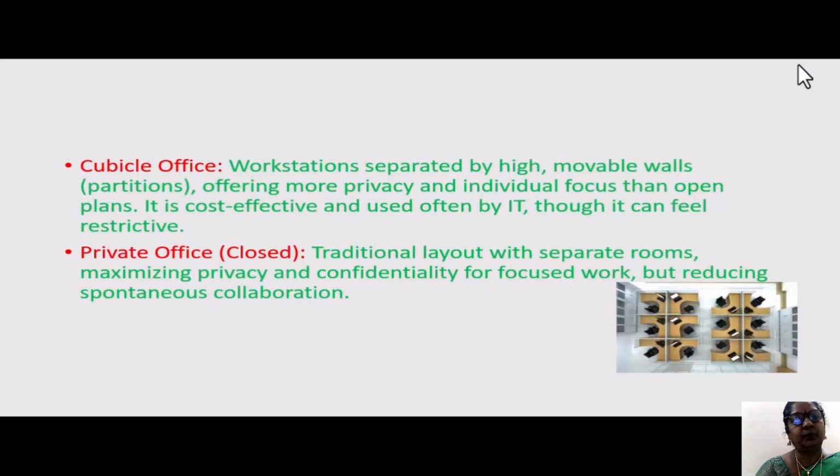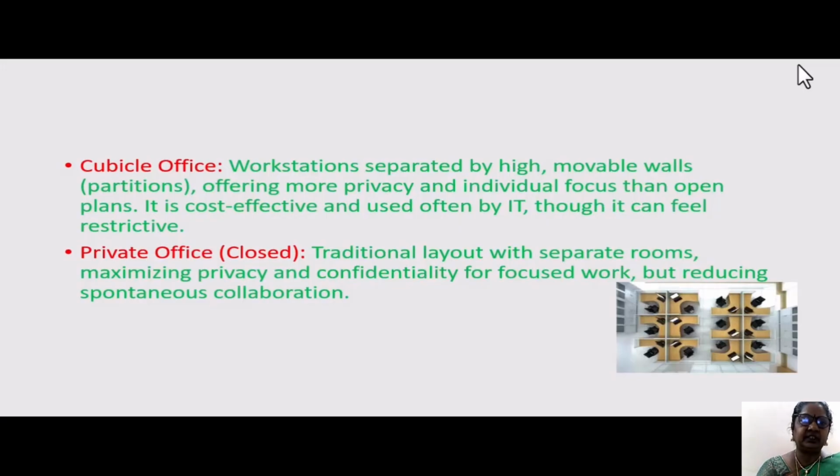Private office is closed, normally for the manager and assistant branch manager. So they will have a closed cabin, separate closed cabins, because customers may be coming and may need the manager. In that situation, they need to have some confidential talk. So in that situation, they have a separate closed cabin.